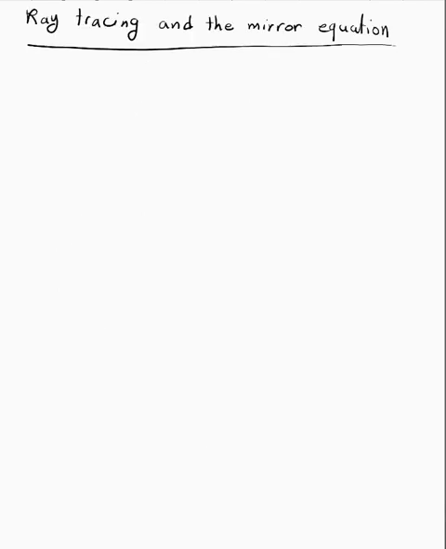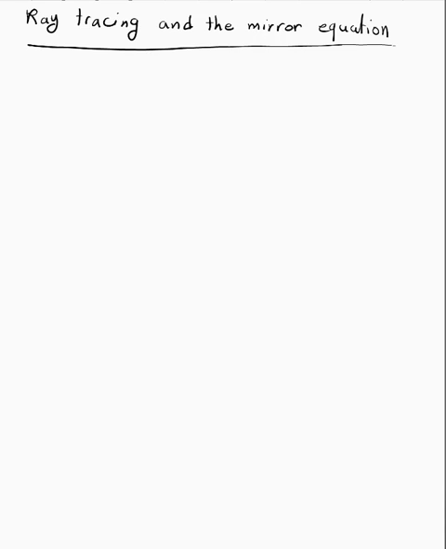Now let's talk some about ray tracing and the mirror equation. Ray tracing gives us the orientation of the image, the size of the image, and the location of the image in a spherical mirror. The second method, which gives us a relationship between the distance of the image and the distance of the object, is called the mirror equation. So now let's start with ray tracing first. When we want to use the ray tracing technique, usually we just take one ray that is representative of the rays of light.